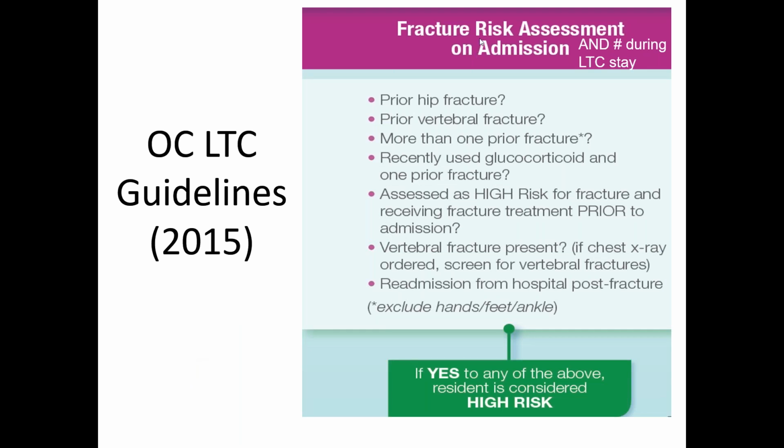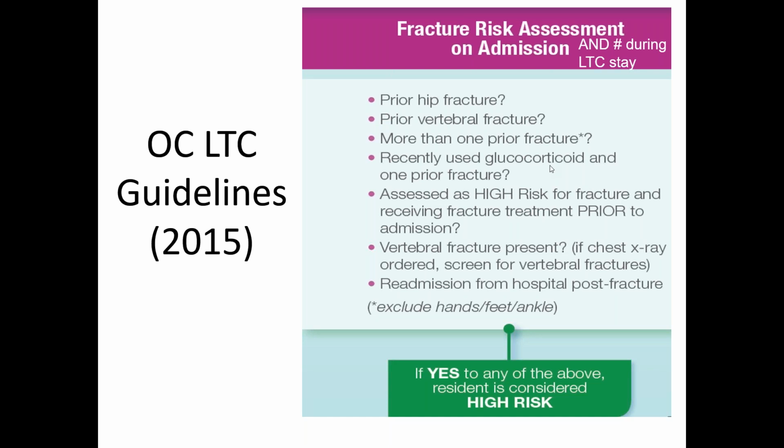So they recommend a fracture risk assessment upon admission, and I'm adding this to it because it's in there too. And again, if there's a fracture during the long-term stay. So here are the risks. If they had a prior hip fracture, and of course we already looked at that data, if they had a prior vertebral fracture, if the patient had had more than one prior fracture. So for example, 5 years ago they had a broken wrist, and 3 years ago they had a broken shoulder.